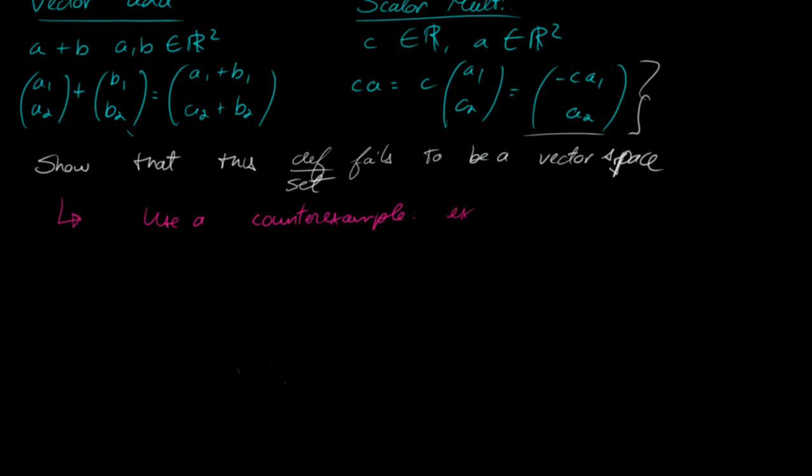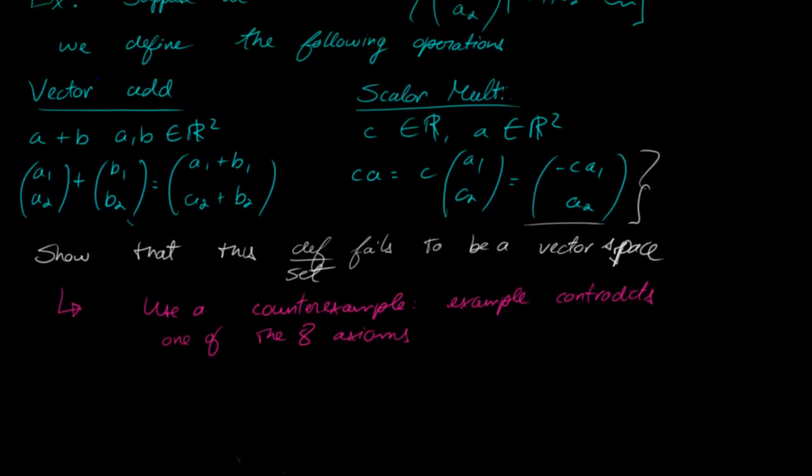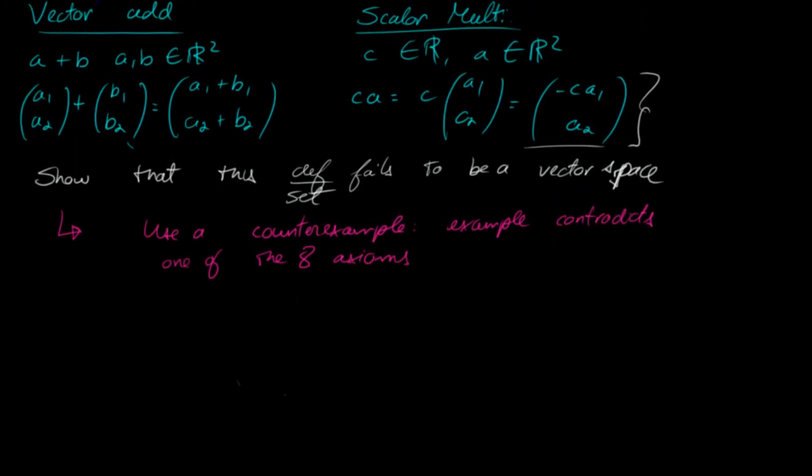that contradicts, in this case, one of the 8 axioms that we have. You might have fewer, but in either case, it'll fail some of your axioms. Not all of them, it might just fail one, but if it fails one, then your whole definition fails to be a vector space. Looking at this, it probably seems like one of the scalar multiplication axioms is going to be trouble.